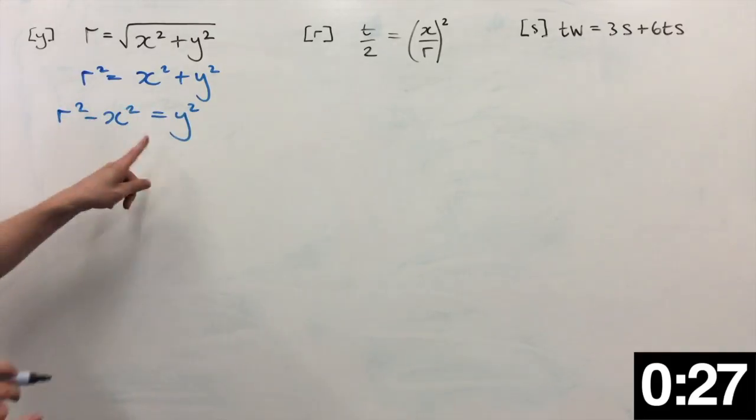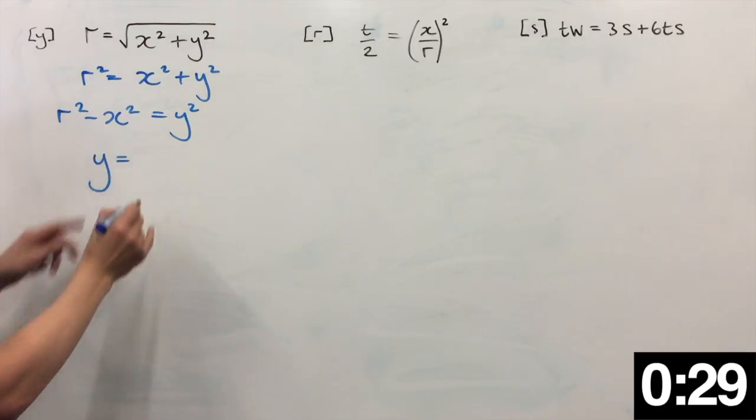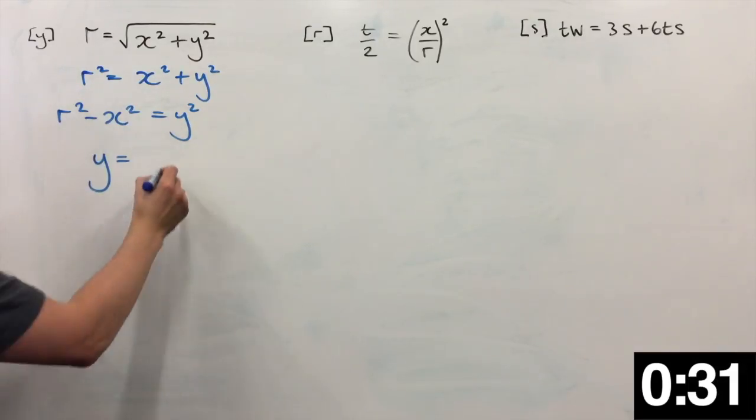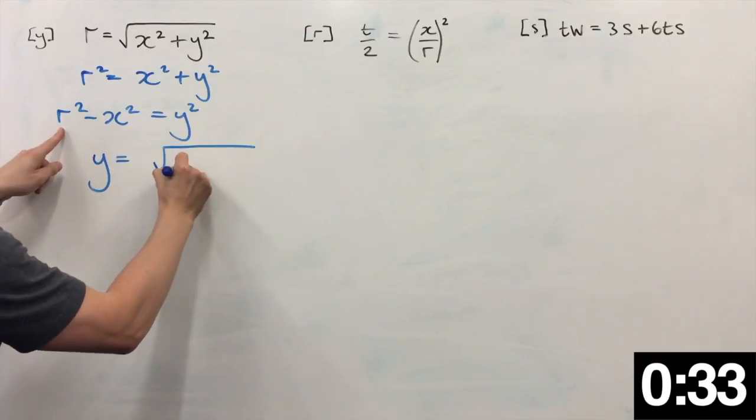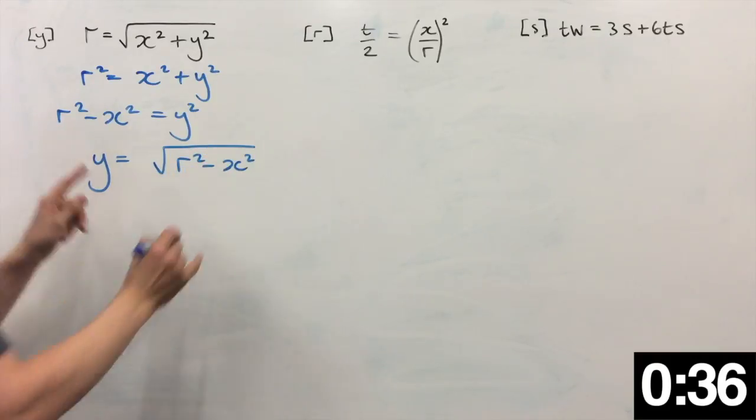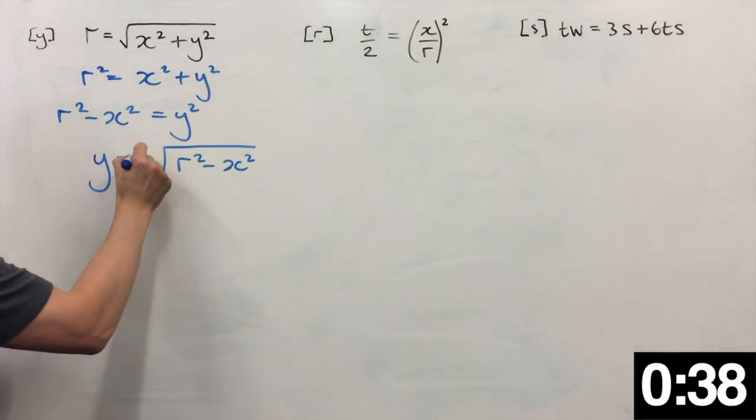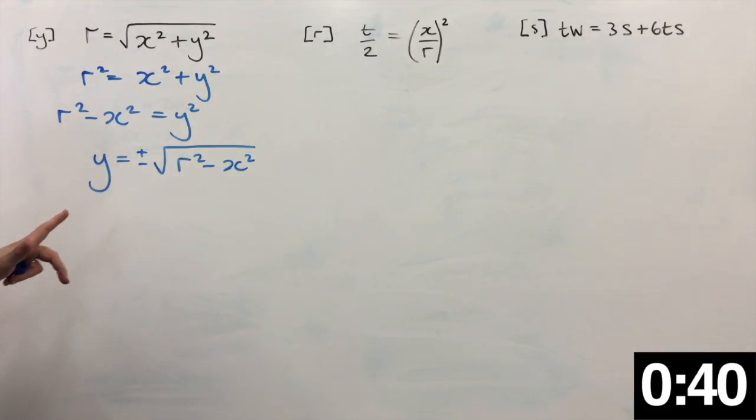Very, very close. So now let's get y equals. Now if we square root this side, I've got r squared minus x squared. And just to be extra careful, remember, when you square root, you get plus or minus.